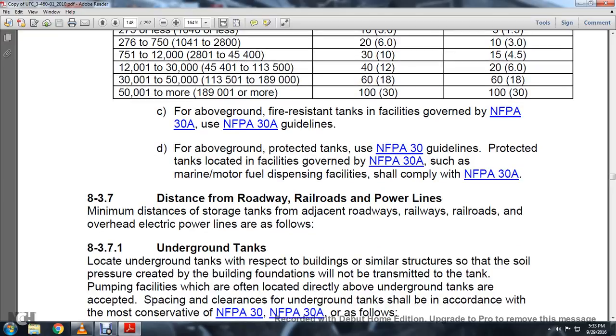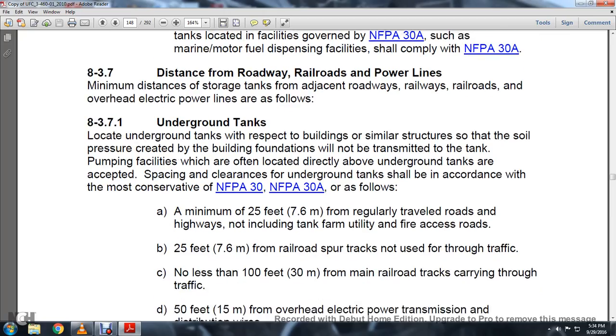8.3.7 Distance to the roadway, railroads, and power lines. Minimum distances from the storage tank to the adjacent roadway, railways, roads, and overhead electrical power lines are as follows. 8.3.7.1 Underground tanks. Locate underground tanks with respect to buildings and similar structures so that the soil pressure created by the building foundation will not be transmitted to the tank. Pumping facilities, which are often located directly above the underground tanks, are accepted. Space and clearance for the underground tanks are to be in accordance with the most conservative NFPA 30 requirements, as follows.